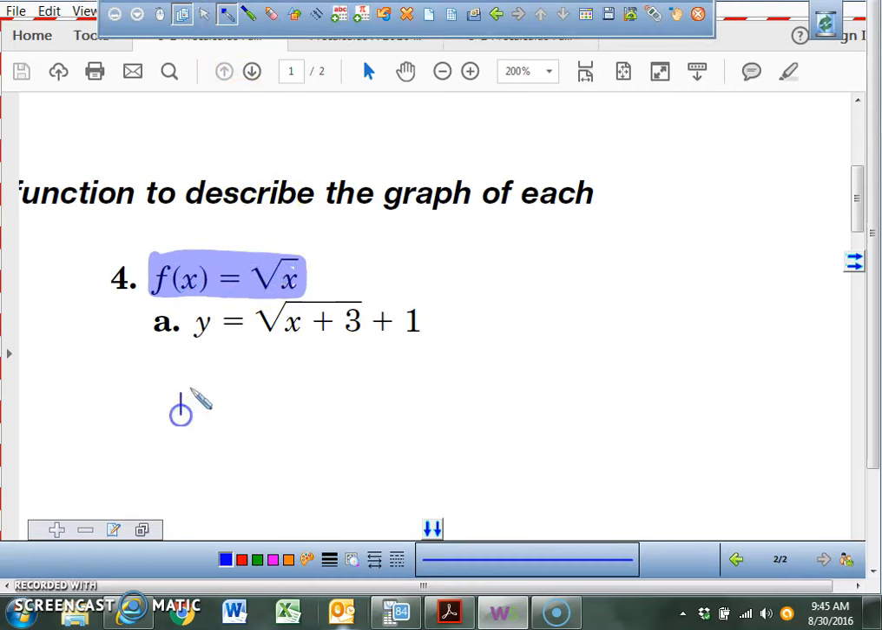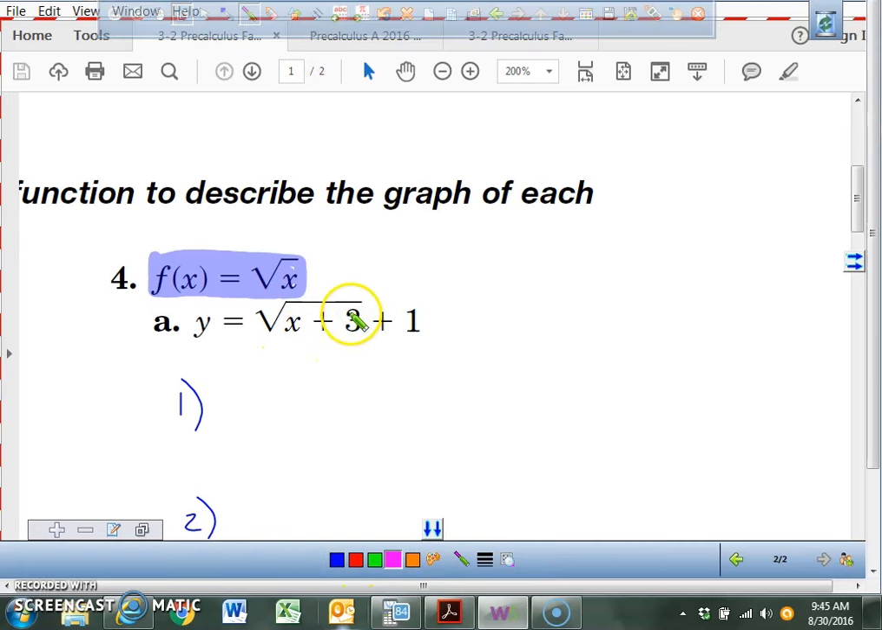There are 2 things that are happening in this graph right here. One of the 2 things is dealing with this concept of there is a 3 being added to the x inside of the radical. The other thing that's happening is there's this 1 that's being added on the outside.